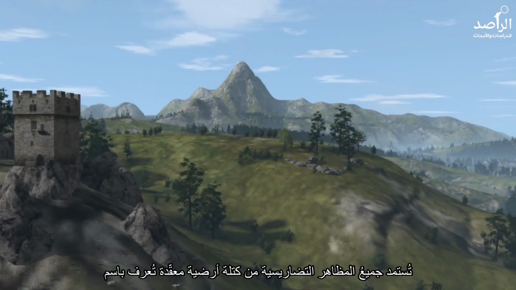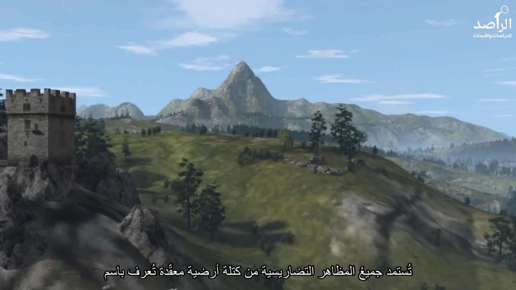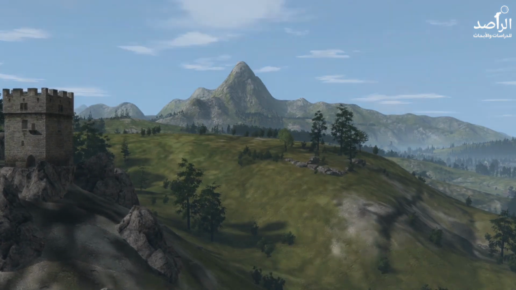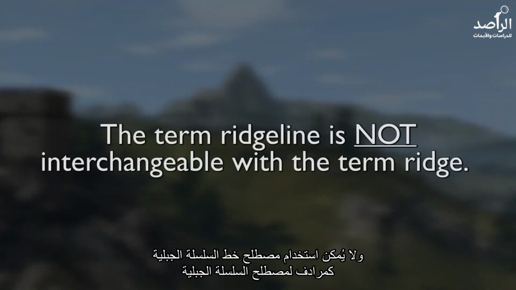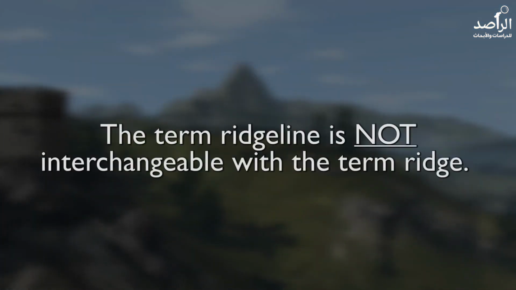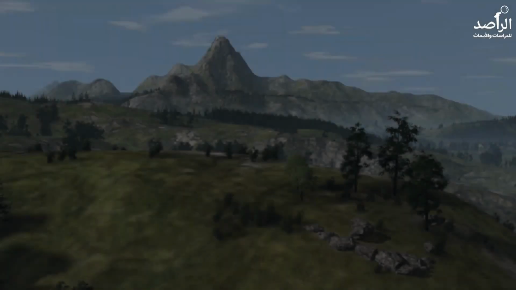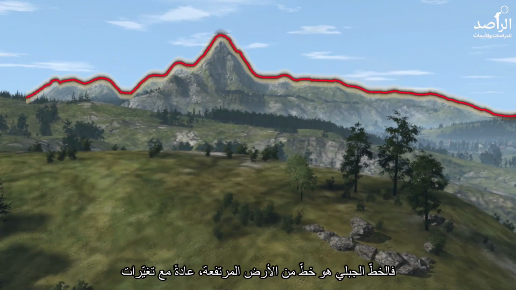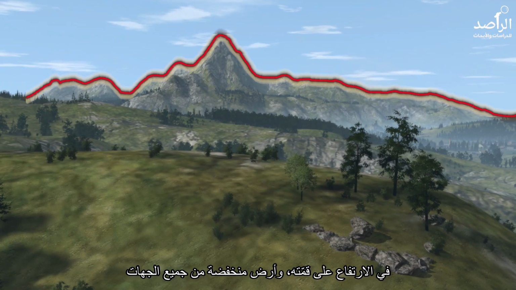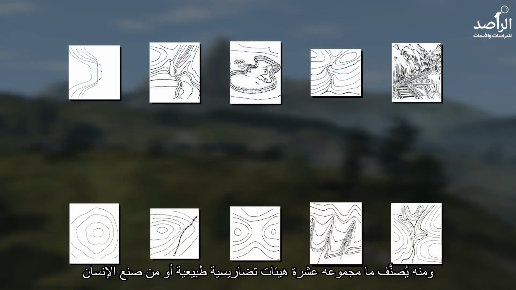All terrain features are derived from a complex landmass known as a mountain or ridgeline. The term ridgeline is not interchangeable with the term ridge. A ridgeline is a line of high ground, usually with changes in elevation along its top and low ground on all sides, from which a total of 10 natural or man-made terrain features are classified.